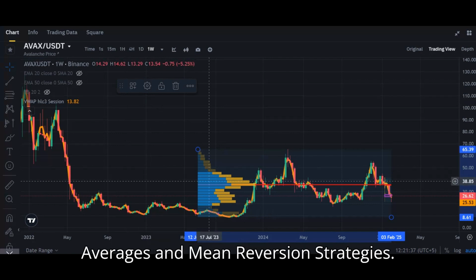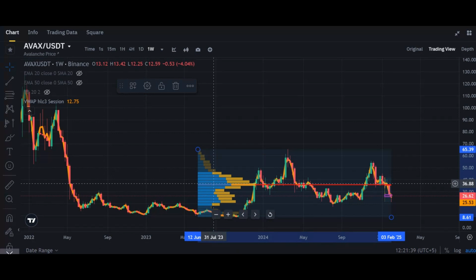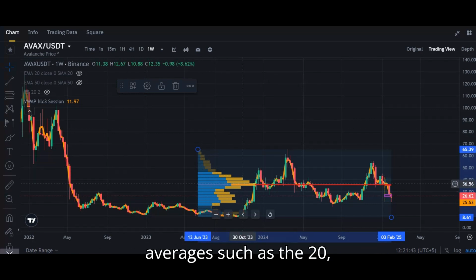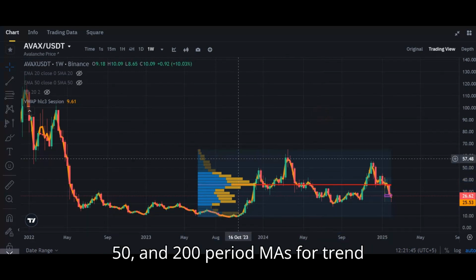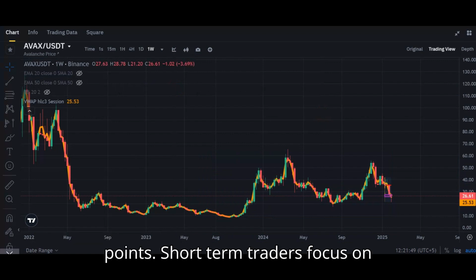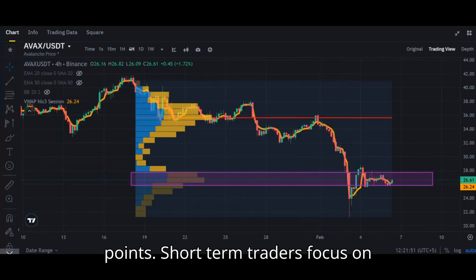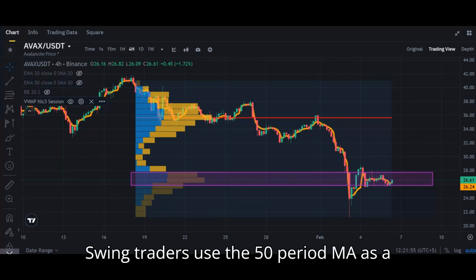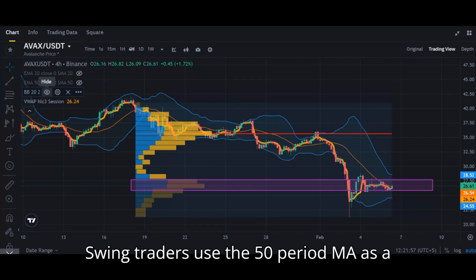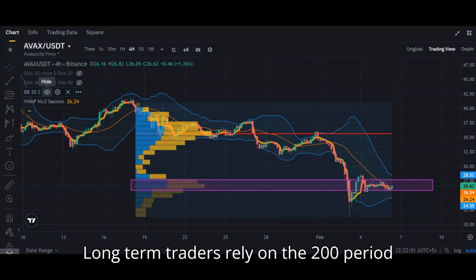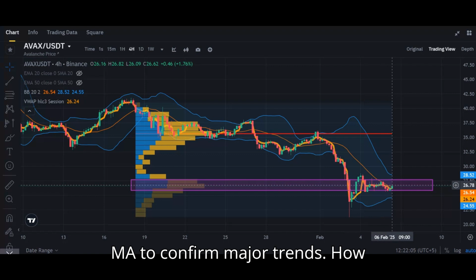Moving averages and mean reversion strategies. The book discusses using moving averages, MAs, such as the 20, 50, and 200 period MAs for trend confirmation and identifying entry points. Short-term traders focus on the 20 period MA for quick reversals. Swing traders use the 50 period MA as a dynamic support/resistance level. Long-term traders rely on the 200 period MA to confirm major trends.